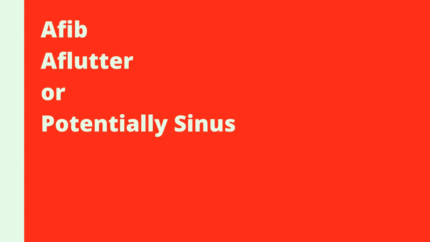Okay, in this video, it's going to be kind of an interactive game. I'm going to put a rhythm up on the screen and only give you 5 seconds to look at it. Within 5 seconds, you should be able to start differentiating some of these special or hallmark findings between AFib, A flutter, or a potentially sinus rhythm.